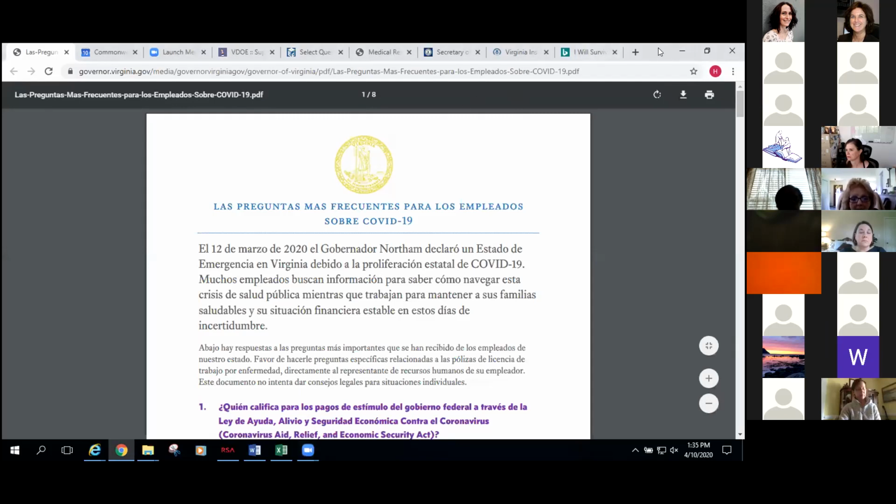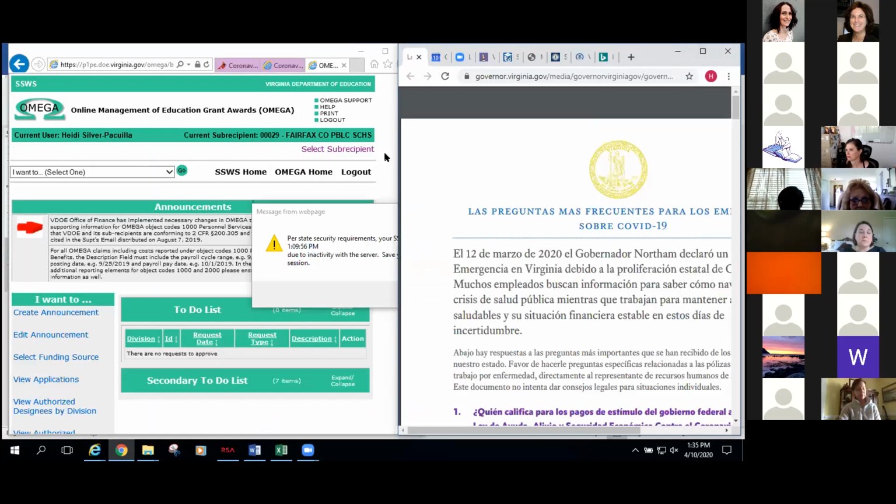Okay, let me, for some reason I am seeing my toolbar right where I need to see my tabs.